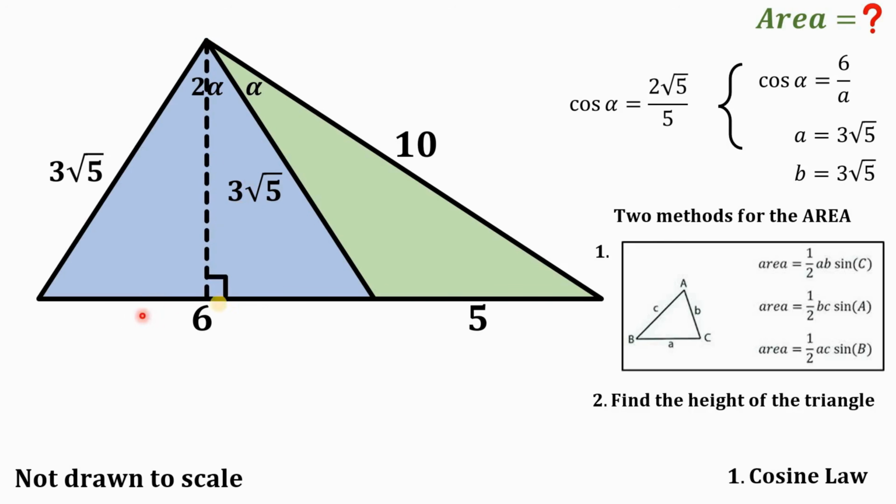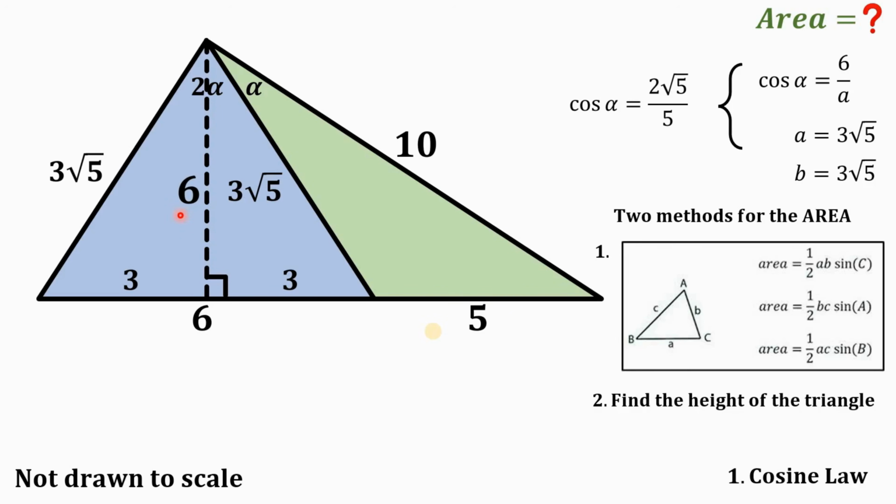And this base is cut into 2 equal parts, so these parts are both equal to 3 units. Now, to find the height, we use the Pythagorean theorem. So we have h squared equals (3 times the square root of 5) squared minus 3 squared. We get that h squared equals 36, and h equals 6. In short, the height of this triangle is simply equal to 6 units.